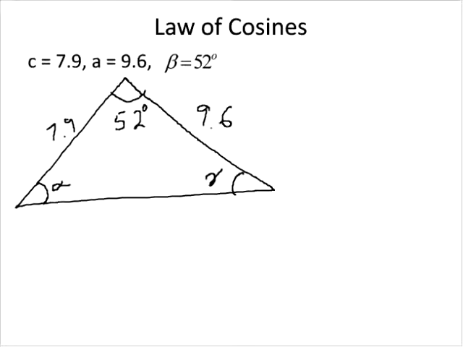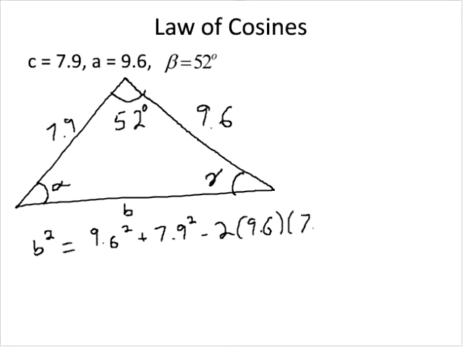So if I want to find the side B, well, I remember that because of the law of cosines, B squared is equal to 9.6 squared plus 7.9 squared minus 2 times 9.6 times 7.9 times the cosine of the angle in between them, which is the 52 degrees.